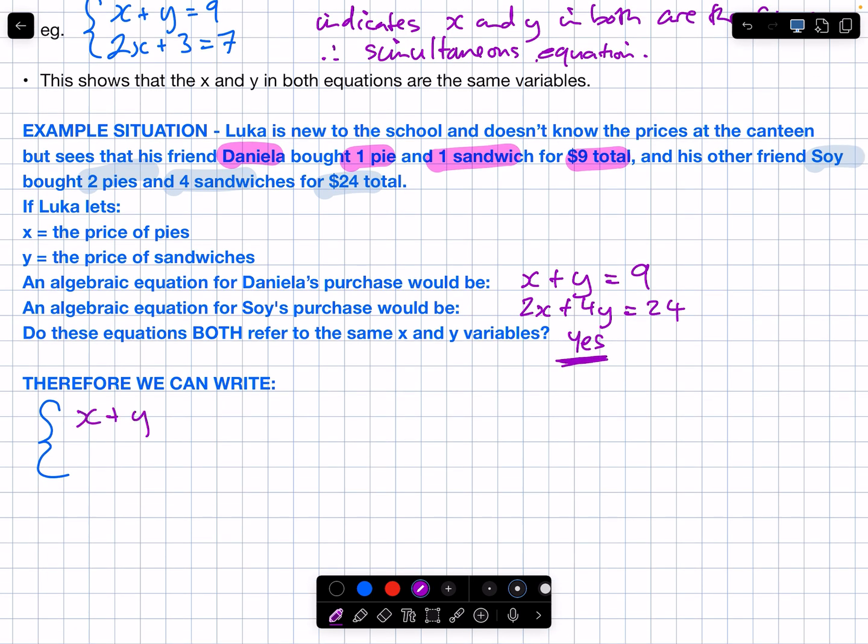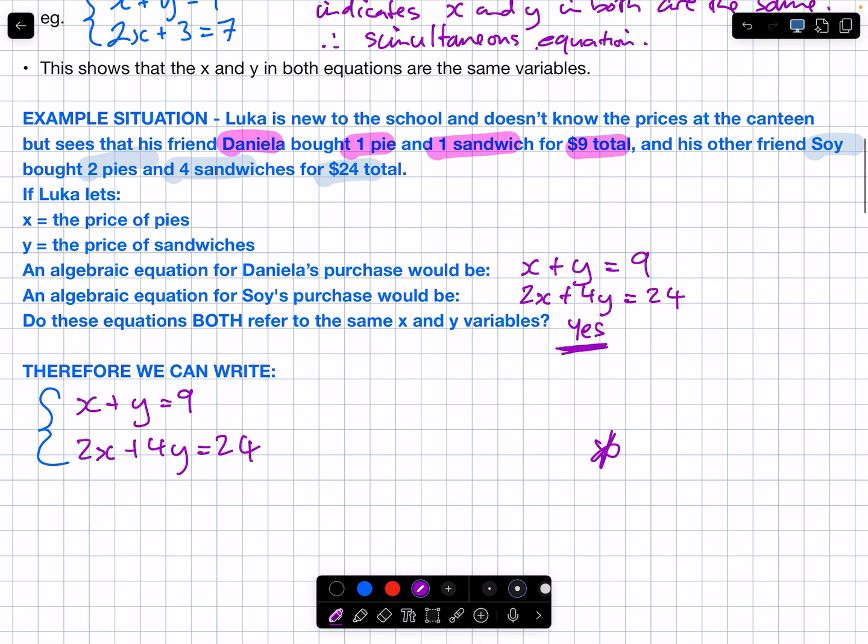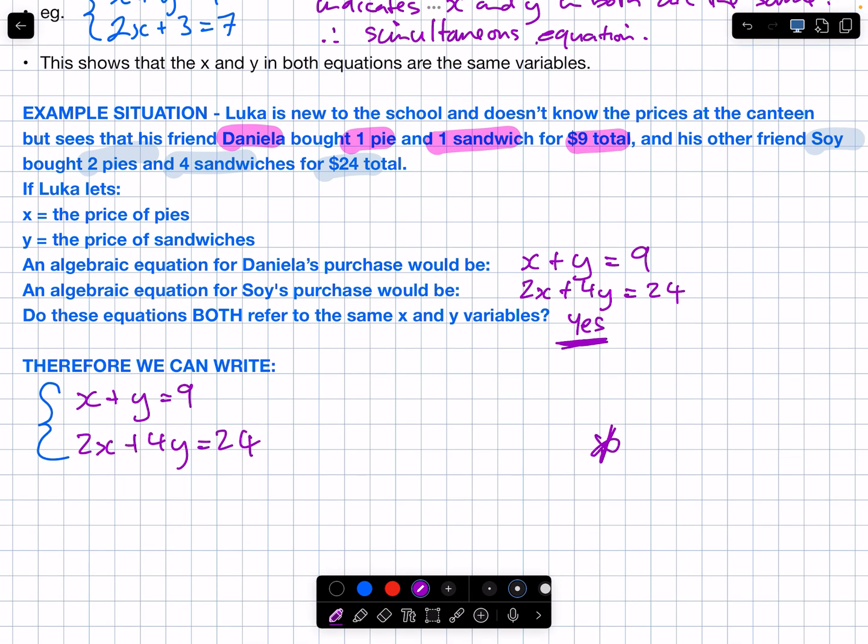We can write them with the curly brackets. 2x plus 4y equals 24. Can I give you some time to get that example down? Because I haven't shown you how to solve that yet. I will show you how to solve that in the next lesson.